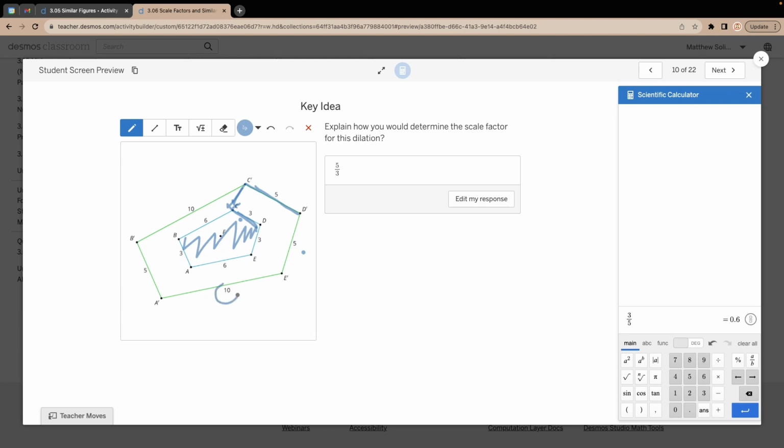You could also use 6 and 10, right? Those sides match. So 10 over 6. But notice that would just simplify. I could divide the top and bottom by 2. So I would get 10 divided by 2 is 5, 6 divided by 2 is 3. So we would still get 5 over 3, my bad. 5 over 3 if we divide those both by 2, right? It's the same scale factor. We just want to simplify.